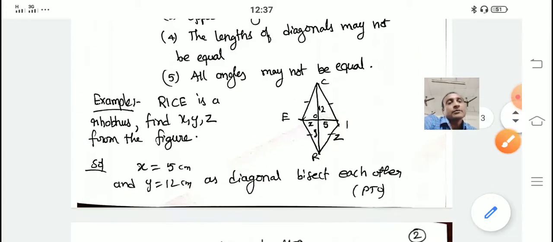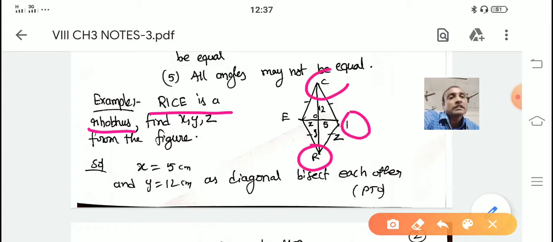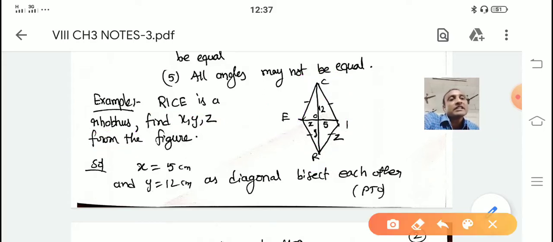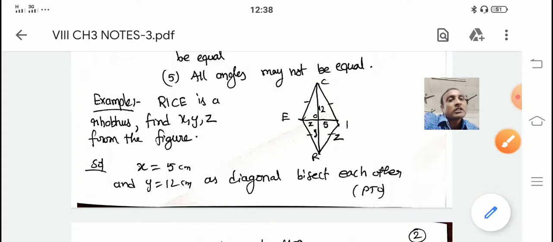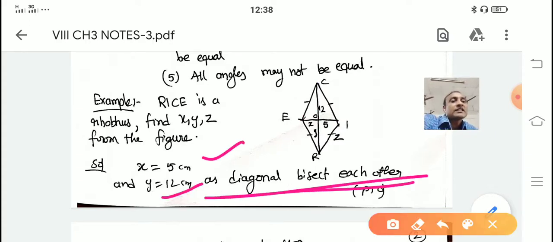Next example, RICE is a rhombus. RICE are the letters which are mentioned for the vertices of the rhombus. RICE is a rhombus. Find x, y, z from the figure. What happened here? Here this length is 12 and this length is 5. So x is equal to 5, y is also equal to 12, because the diagonals bisect each other in a rhombus.